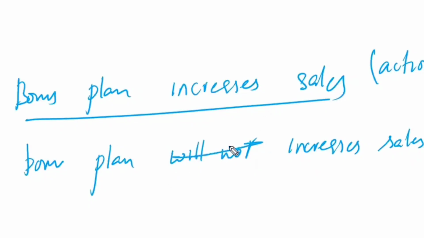If both of them are equal, for example the bonus plan and the previous plan, if both are equal also, we should not implement it. If it is better than that one only, you have to implement. If both of them are equal also, no implementation, right?